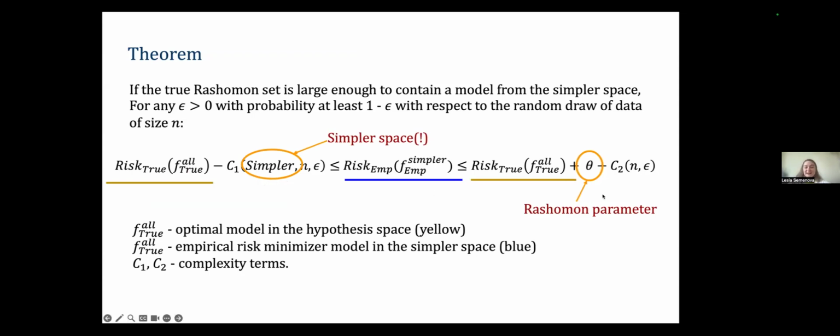And now on this side, I have my Rashomon parameter and complexity terms that depend only on the number of points and my epsilons that come from Hoeffding's inequality. So meaning that if my assumption was true and this true Rashomon set was large enough to permit one simple model, I can optimize for my simple space and enjoy generalization benefits of the more complex hypothesis space.